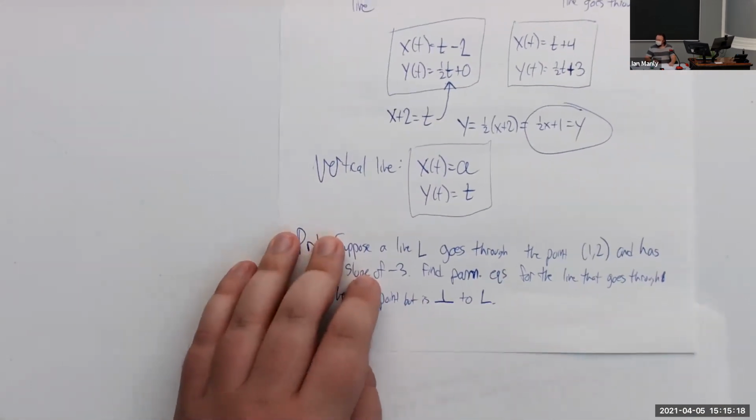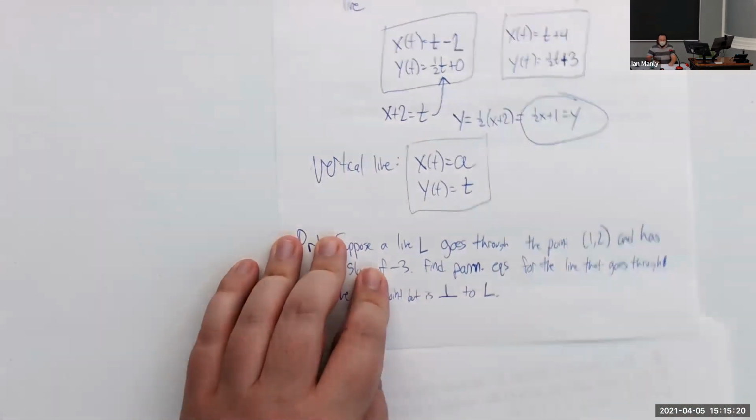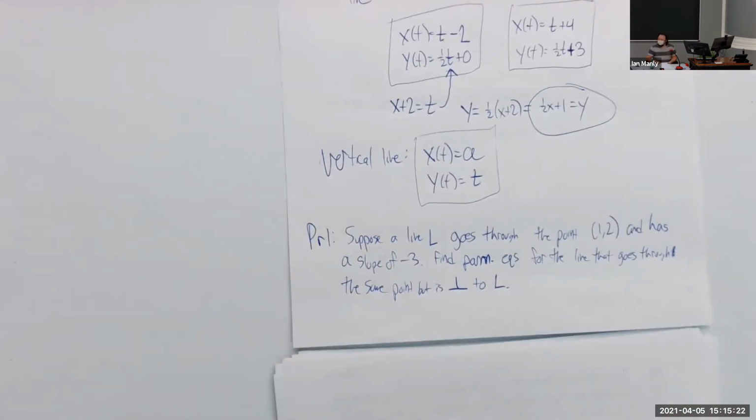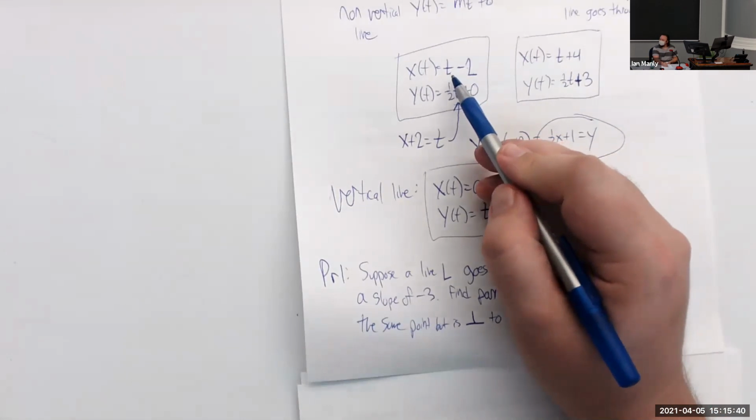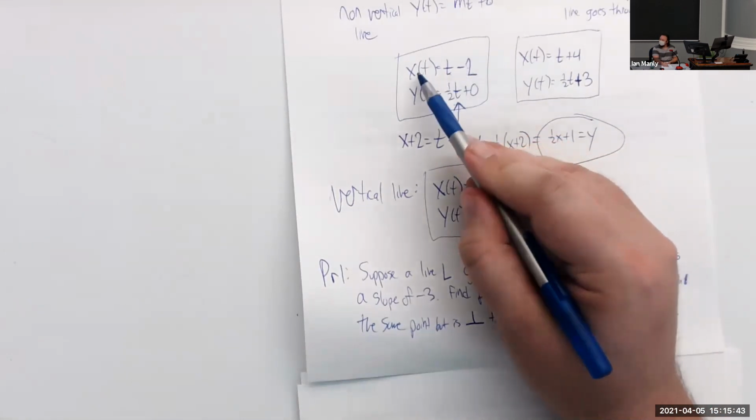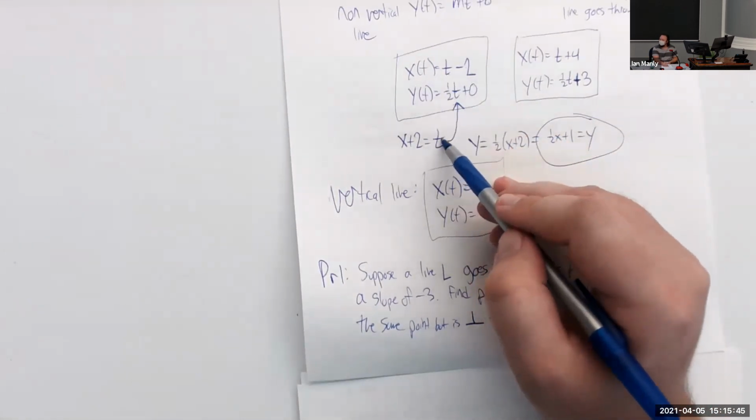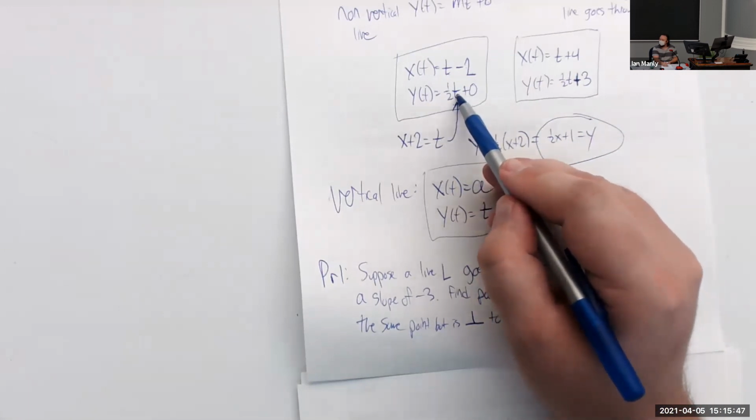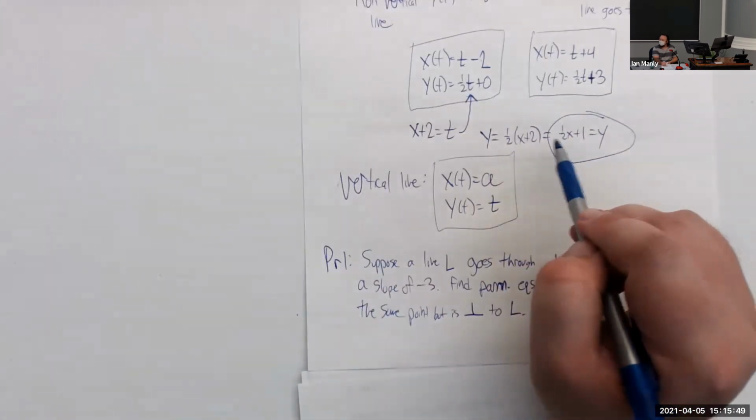Is the final equation in slope-intercept? Yeah, this is in slope-intercept right here, in terms of without the parameter. So I solved this for t. I add the 2 over and I have x plus 2 is t. And then I substituted that into here. So I have 1/2 times the x plus 2.